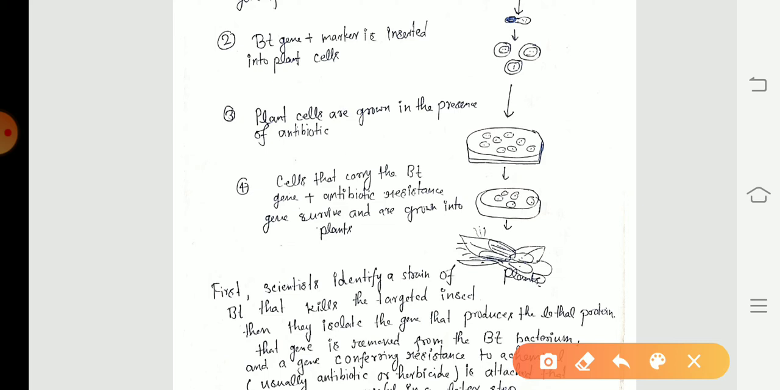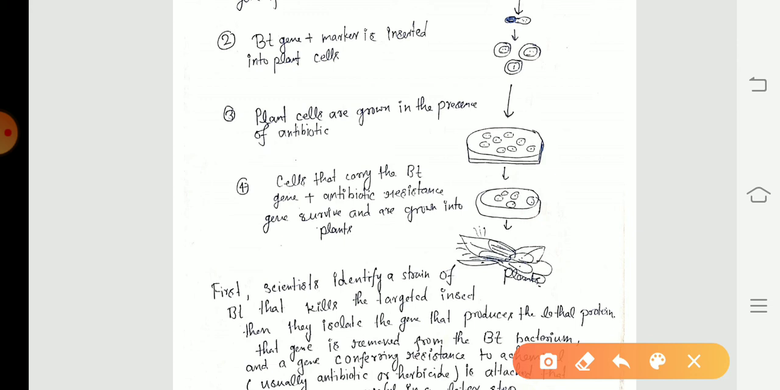The Bt gene with the resistance gene attached is inserted into plant cells. At this point, scientists must determine which plant cells have successfully received the Bt gene and are now transformed. Any plant cell that has the Bt gene must have the resistance gene that was attached to it. These genetically transformed plant cells are then grown into whole plants by a process called tissue culture.